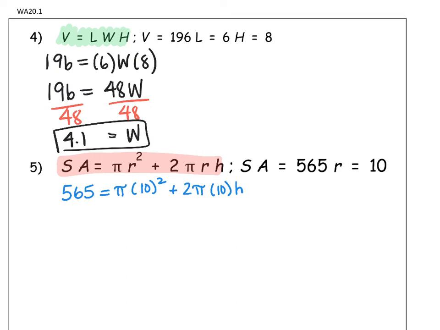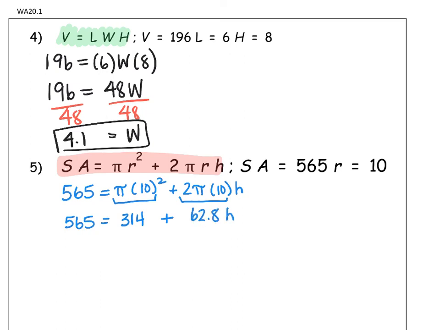Ones like this will always kind of throw people for a loop, so I say take your calculator and turn this part into a number and turn that part into a number, and then it all of a sudden looks a lot better. So I'm going to do nothing with that 565 yet. Pi times 10 squared is going to give you 314, plus 2 times pi times 10 is 62.8 times h.